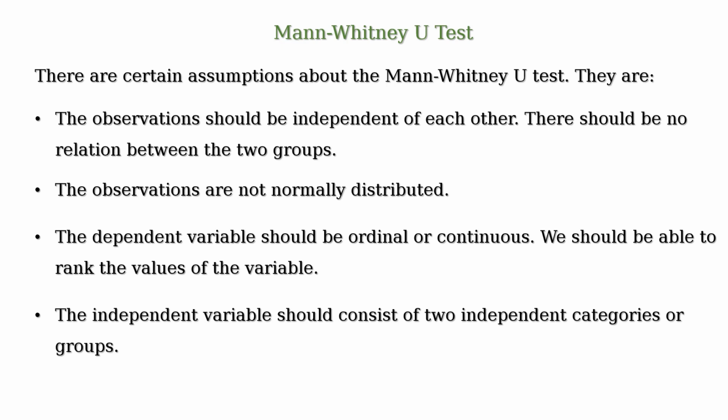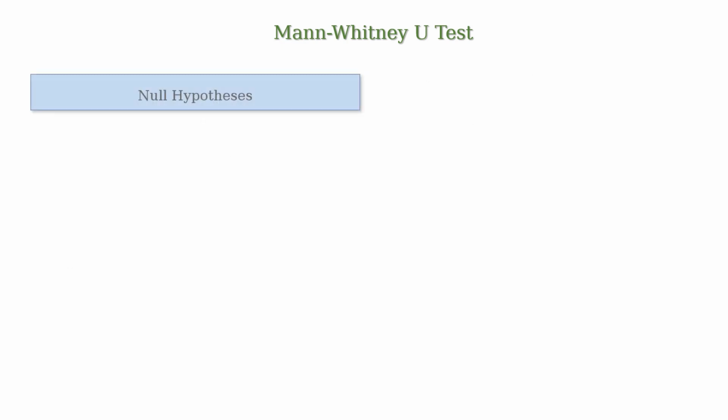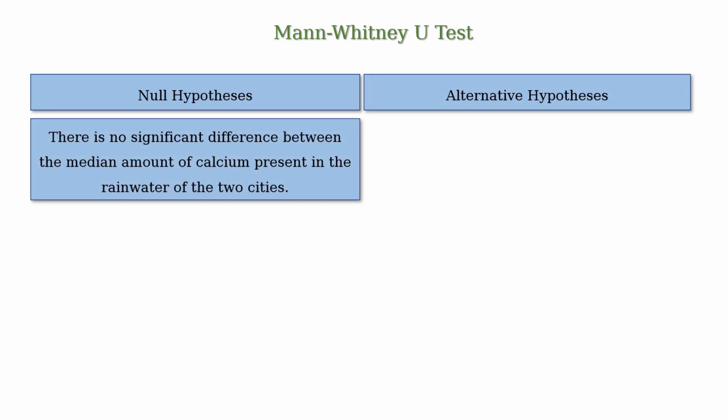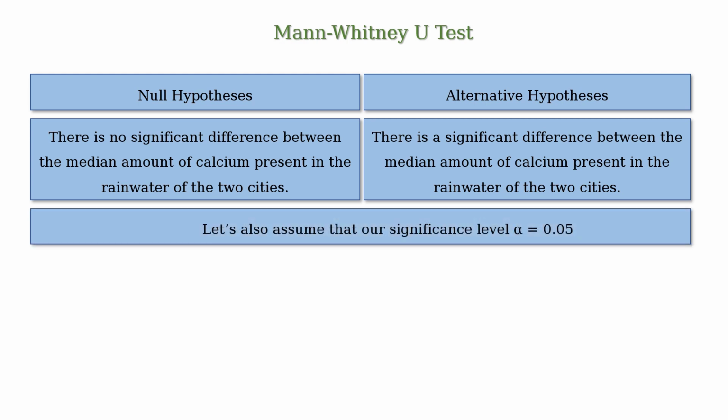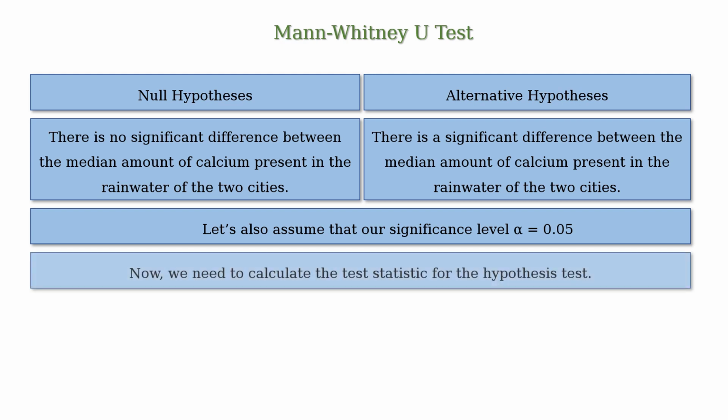So, let's look back at our example. Our null hypothesis is that there is no significant difference between the median amount of calcium present in the rainwater of the two cities, and the alternative hypothesis is that there is a significant difference between the median amount of calcium present in the rainwater of the two cities. Let's also assume that the level of significance alpha is 0.05.